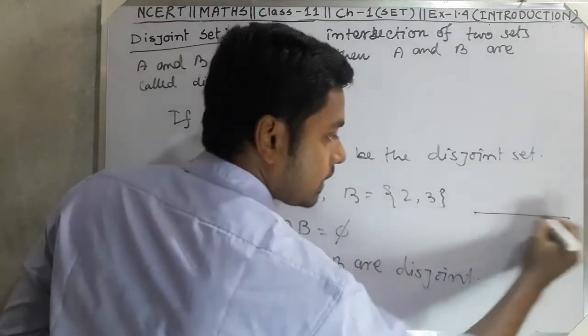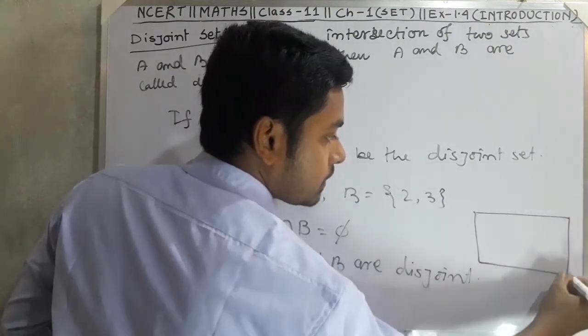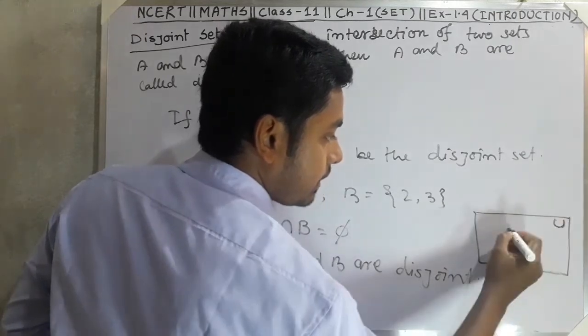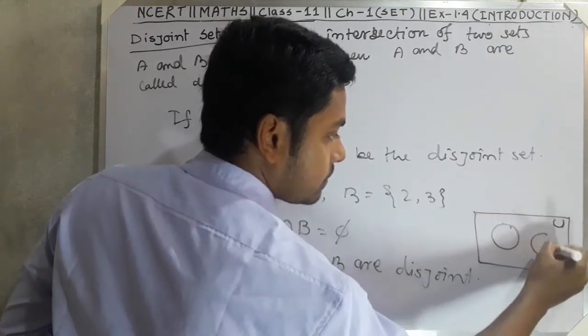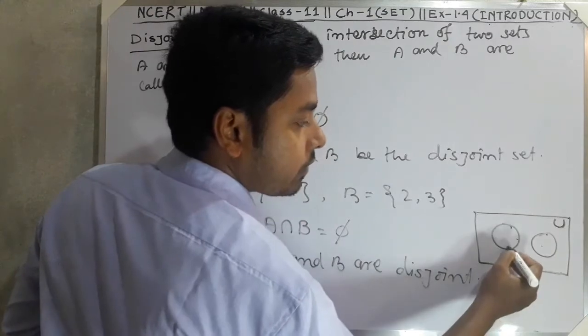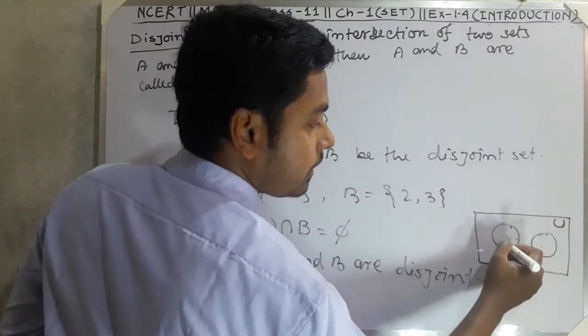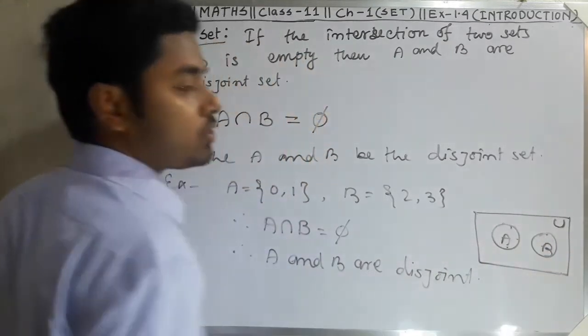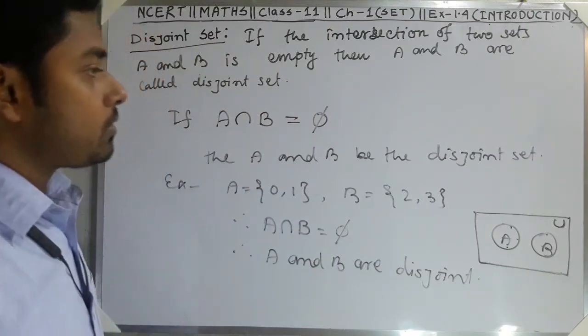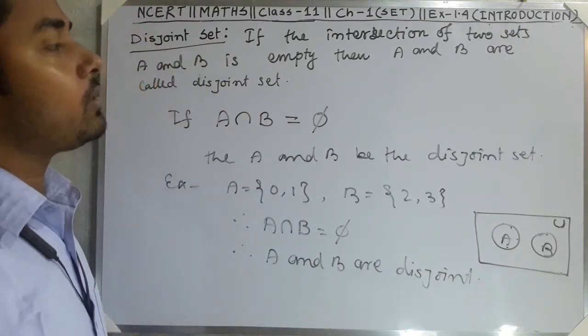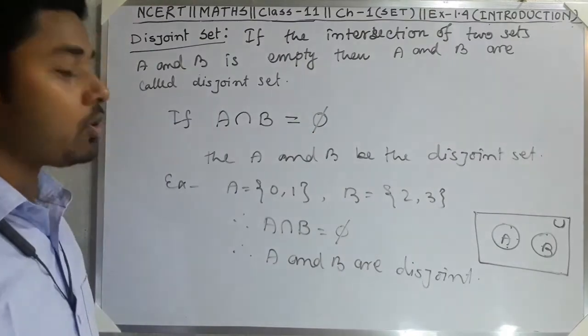And what is the Venn diagram? Suppose this is the universal set, and this is A and this is B. No common point, then we can tell that A and B are disjoint sets. Okay, so now we will start the solution of exercise 1.4. Pause the video to note it down.